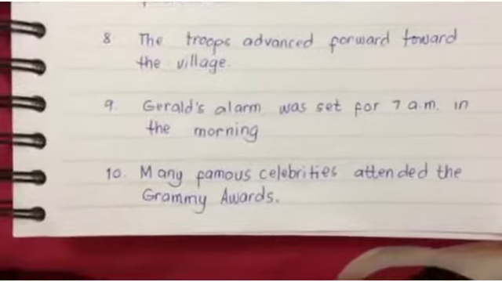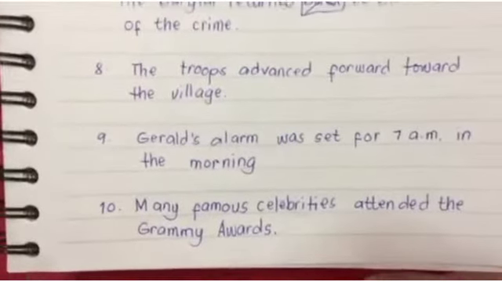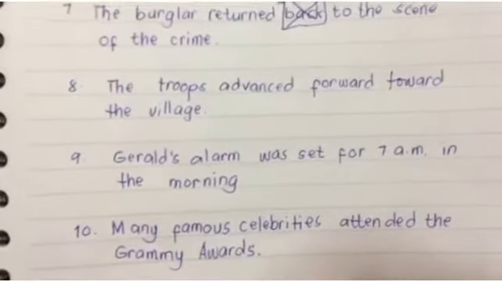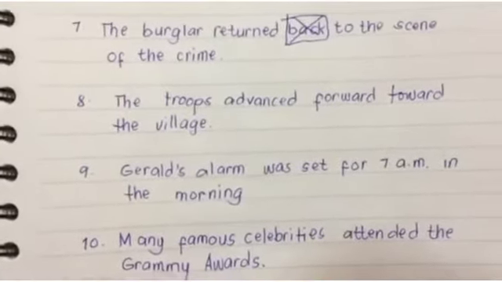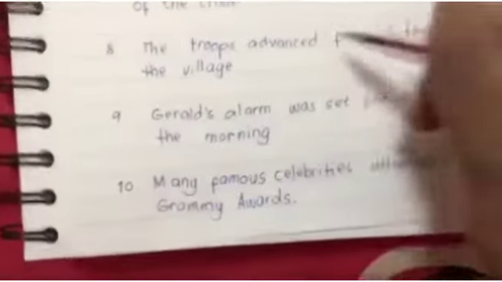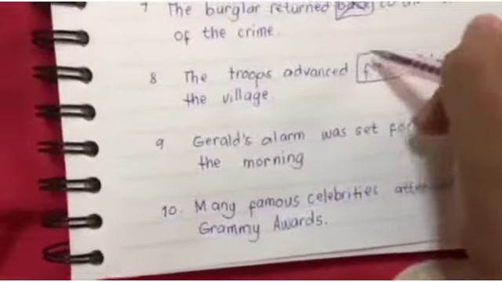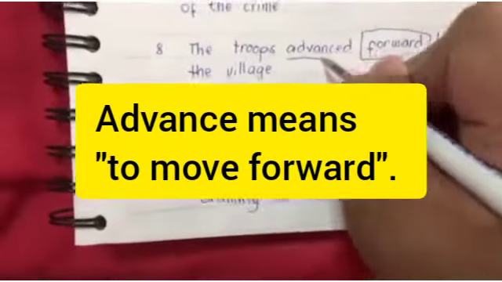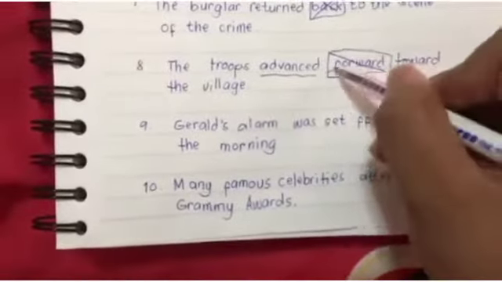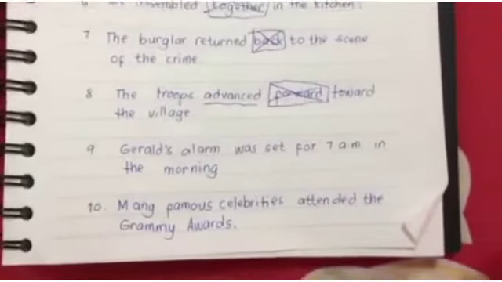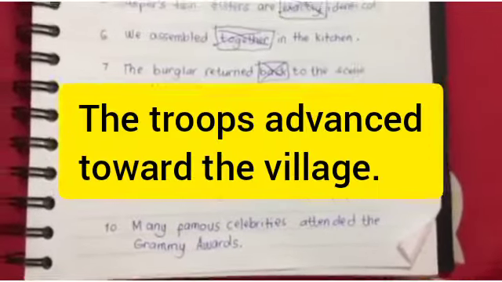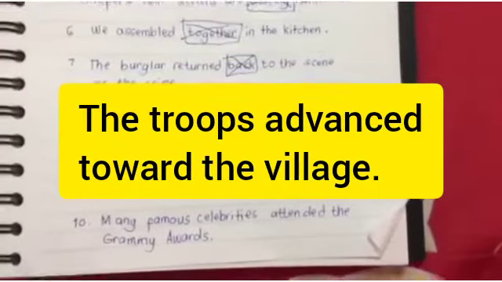Now let's have the 8th sentence. We have, the troops advanced forward toward the village. Well, what is the redundant word here? Redundant word here is the word forward, because when we say advance, that means to move forward. So we don't need this anymore. Okay? So the perfect sentence here is, the troops advanced toward the village.